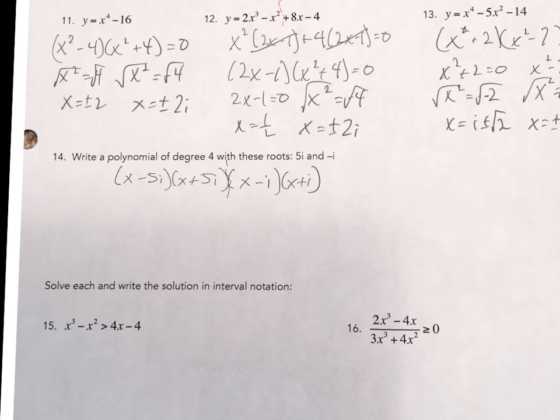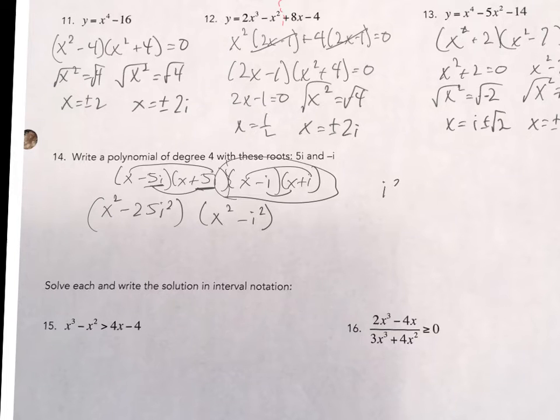So when we do this, you're going to get x squared. Now you know that the outside and the inside are going to cancel. Then you take negative 5i times positive 5i. This is negative 25i squared. Now I'm going to do these two together. X squared, outside and inside cancel, and then we're left with minus i squared. i squared equals negative 1, so we have to take that out.